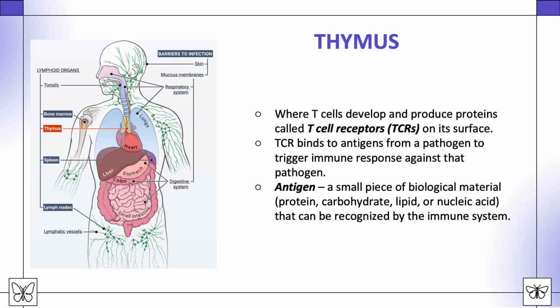The next organ involved in the immune system is the thymus. This is where the T cells develop and produce proteins called the T cell receptors on their surface. TCR binds to antigens from a pathogen to trigger an immune response against that pathogen. Antigens are a small piece of biological material, which can be protein, carbohydrates, lipids, or nucleic acids, that can be recognized by the immune system. So antigens from pathogens or abnormal cells are what trigger the immune response.